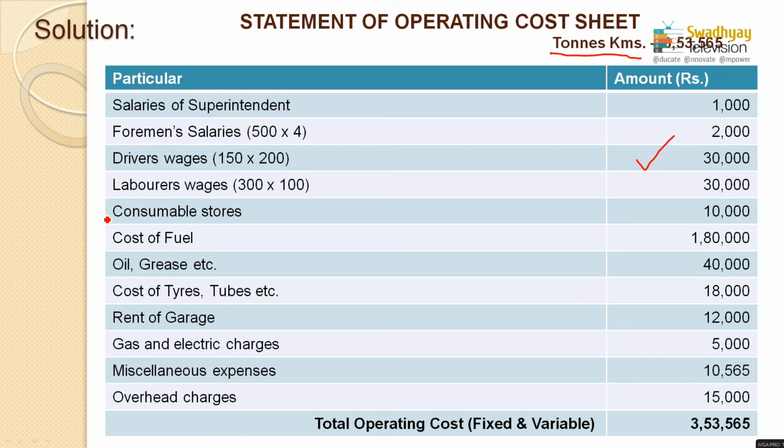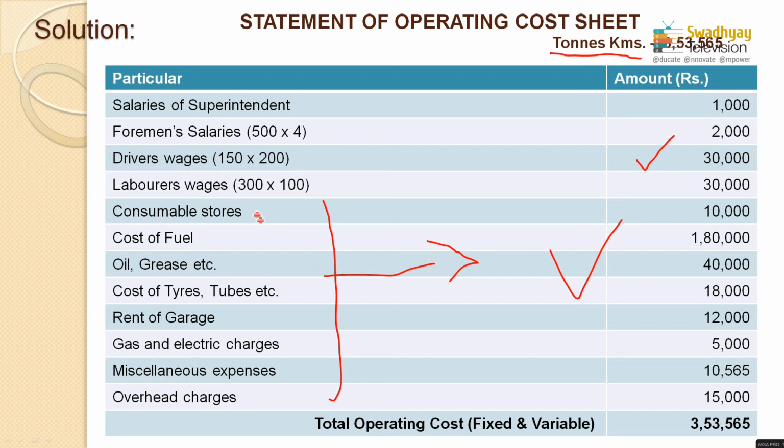So all expenditures are written as it is, which was given in the question. Consumable stores, whatever it is given, write down here. Cost of fuel, oil and grease, cost of tires and tubes, rent of garage, gas and electric charges, miscellaneous expenses and overhead charges. So these are the expenses clearly defined, where the expense amount is clearly defined, and that's why it is written as it is in this particular format.